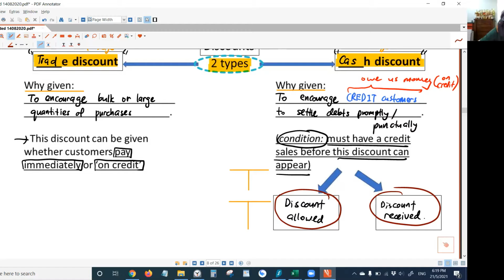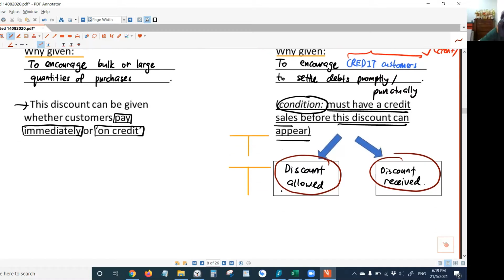So which term do you use in which situation? When we are the supplier, we use the term discount allowed. When we are the customer, we use the term discount received. Once you have written, let me know. Done?